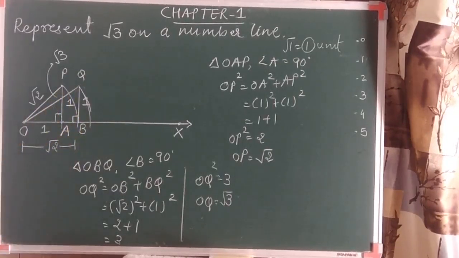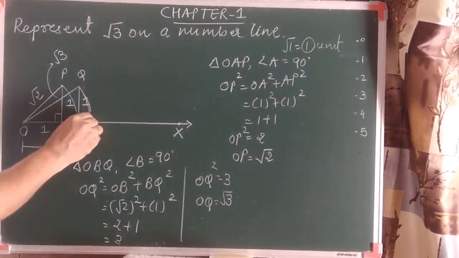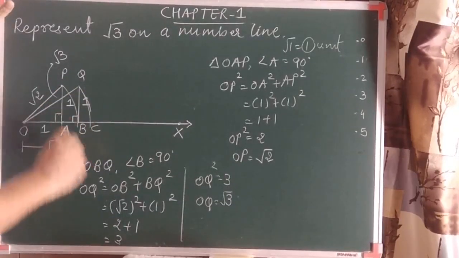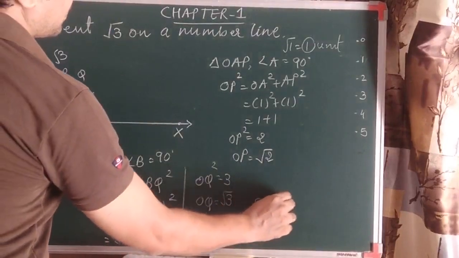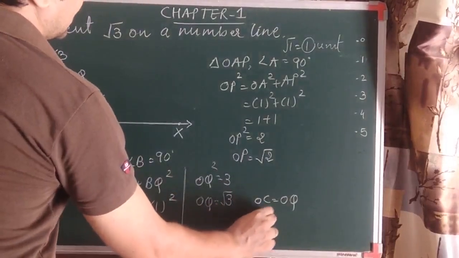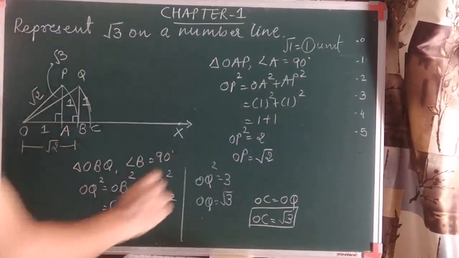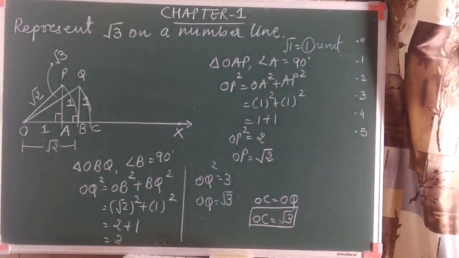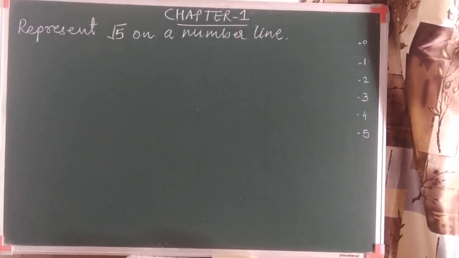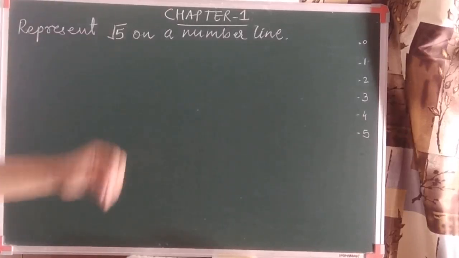We can see that this arc is intersecting OX at point C. This OC is equal to OQ. So we can say that OC is root 3, which we have to represent on a number line. Let's see one more question. In this question, we have to represent root 5 on a number line.